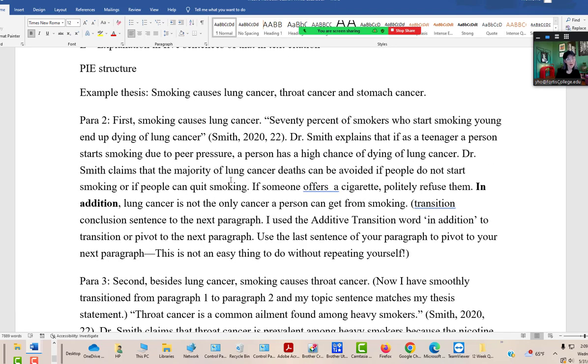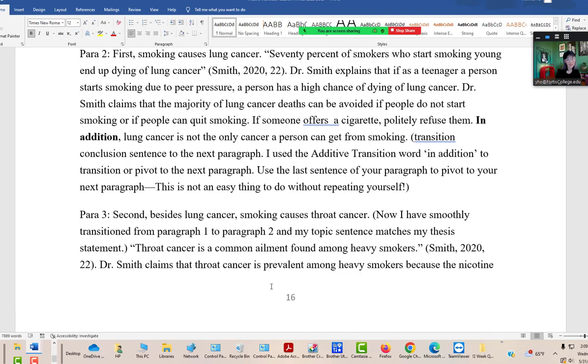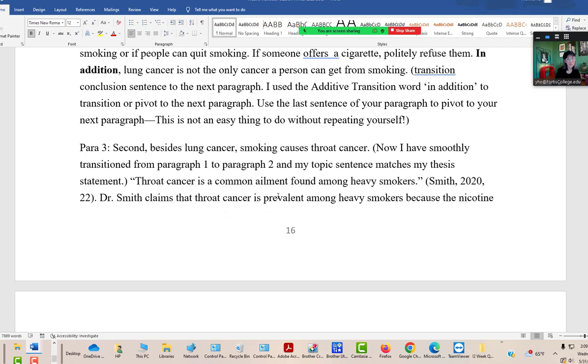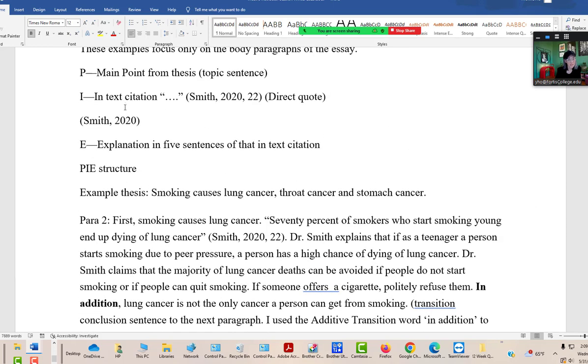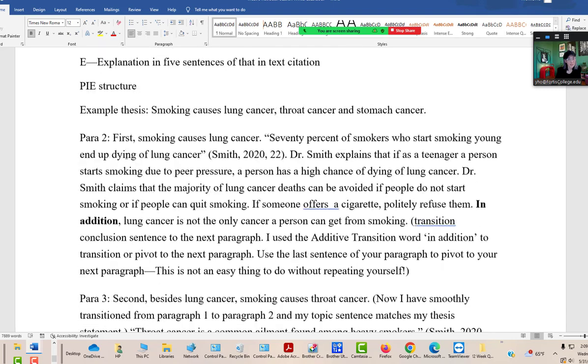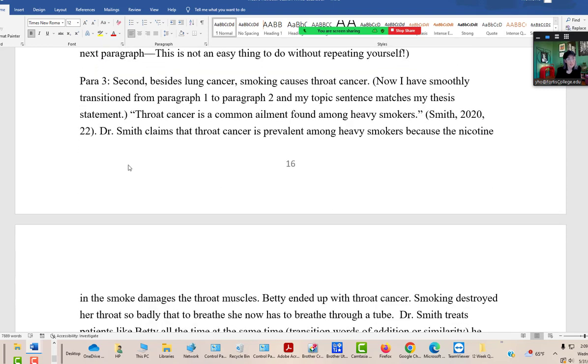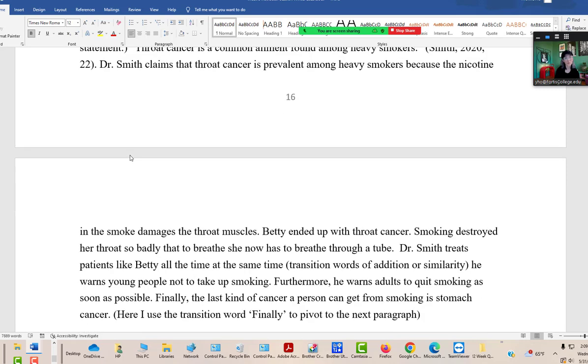Then we have I for our in-text citation. So we would say throat cancer is a common ailment found among heavy smokers (Smith, 2020, page 22). So that would be I as an in-text citation. Then you have an explanation of that in-text citation for the rest of your paragraph. Well, Dr. Smith claims that throat cancer is prevalent among heavy smokers because the nicotine in the smoke damages the throat muscles. And then you can use an anecdote.